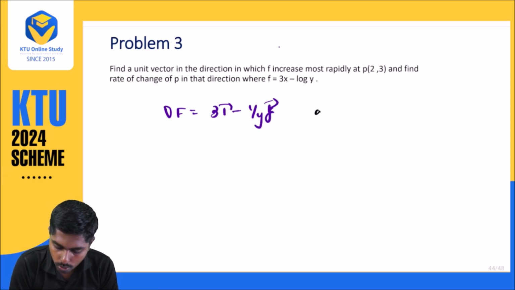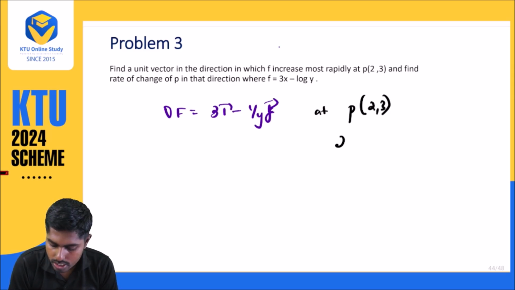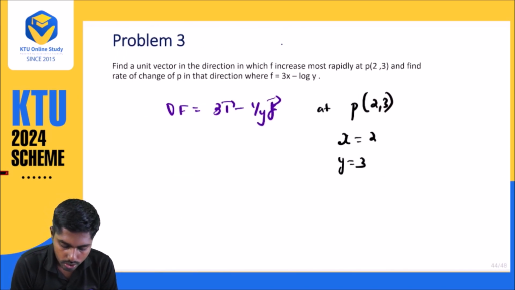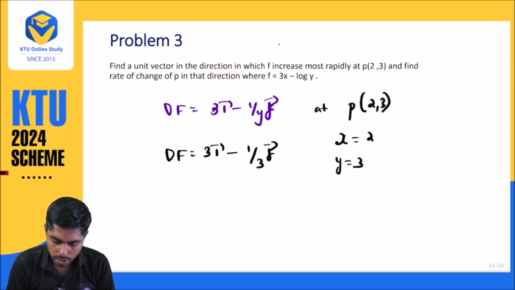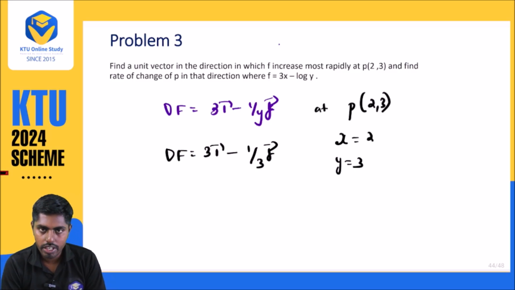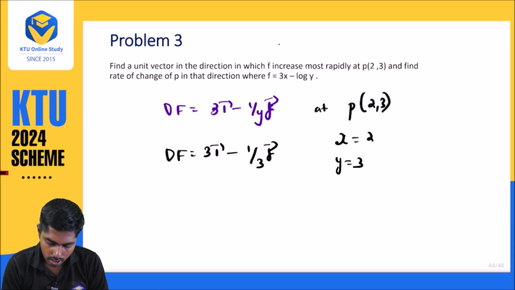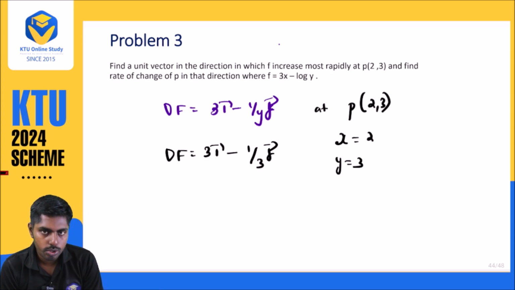So at the point they have given, the point (2, 3), that means x is equal to 2 and y is equal to 3. So just substitute the point. So grad f will be 3i minus 1 divided by 3 j vector. Here the x value we cannot substitute because no x value is there, so in place of y, I am substituting y is equal to 3.